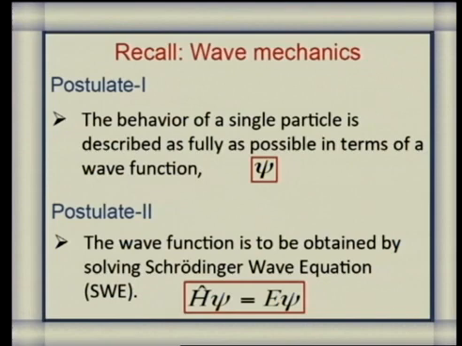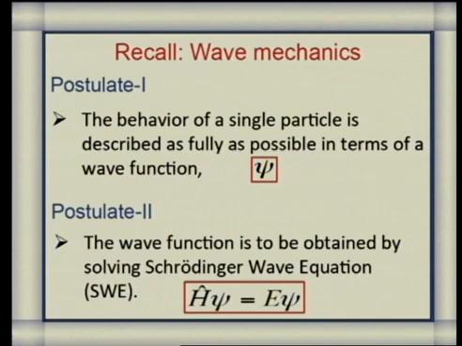The second postulate tells me that this wave function can be obtained by solving what's called the Schrodinger wave equation, which is given as H psi equals E psi. This H, you see here, is with a caret on it. This is called an operator. So H is called the Hamiltonian. It's the operator for total energy.